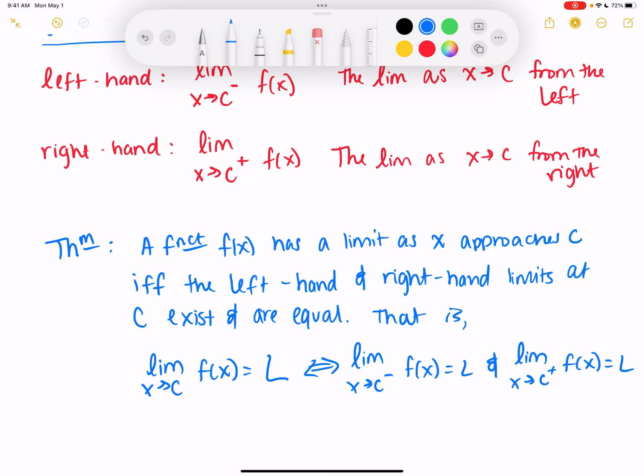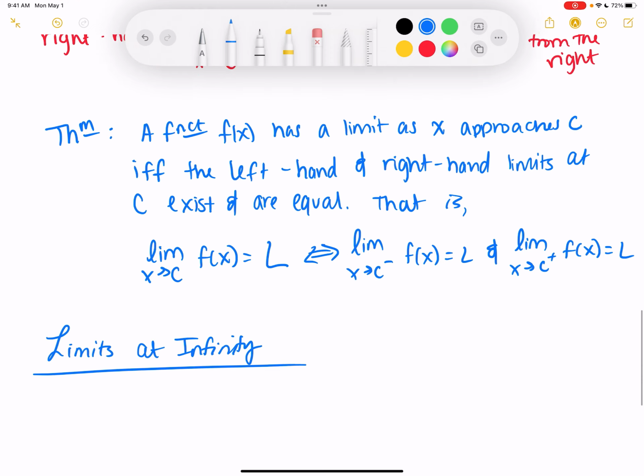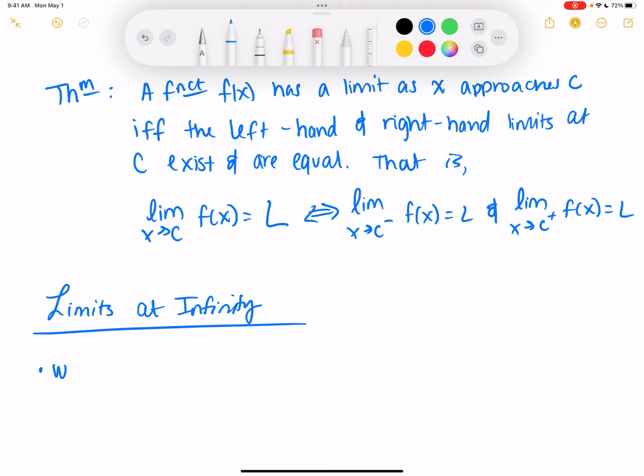Let's see. All right, the next thing are limits at infinity. And so there's going to be two of these. So when we write the limit as x approaches infinity of f of x is equal to L, remember, we've kind of seen this before. This is when I was like, imagine that x is just getting really, really big. What's happening?